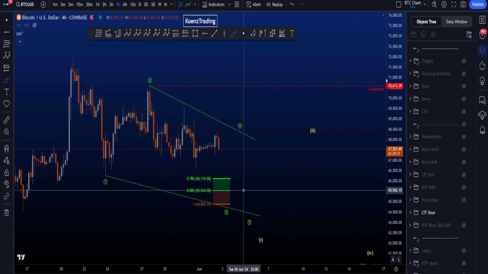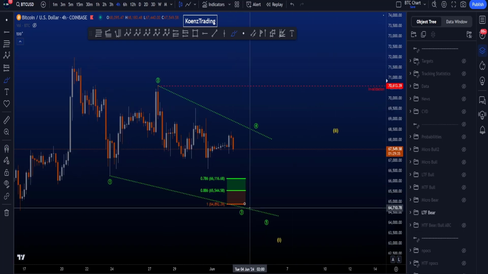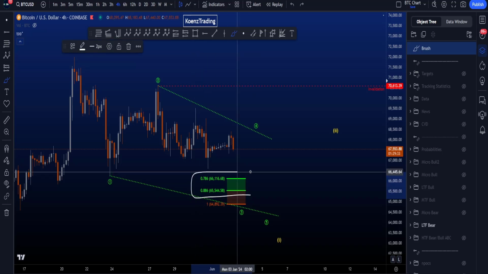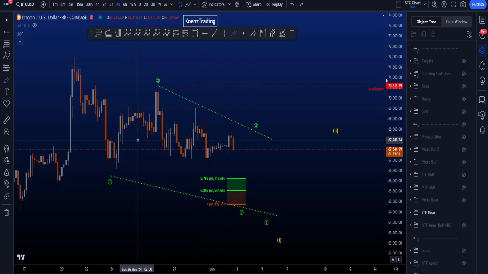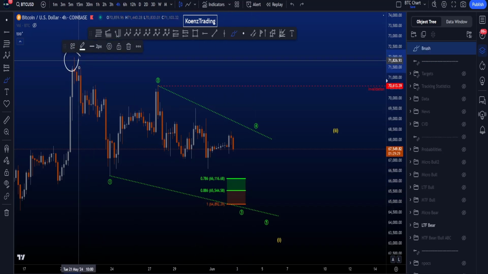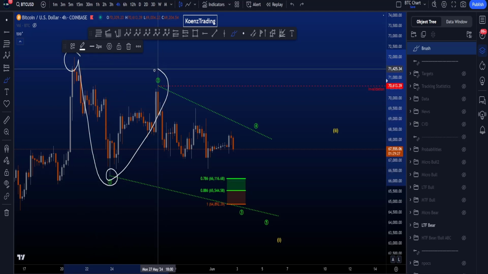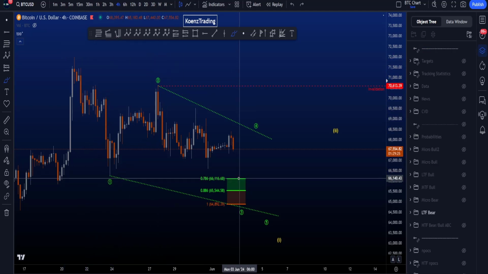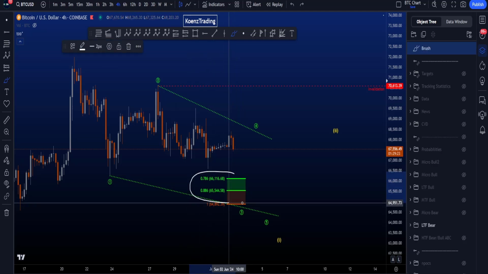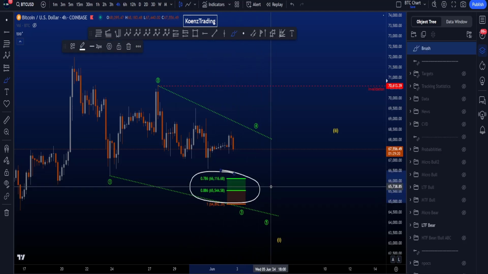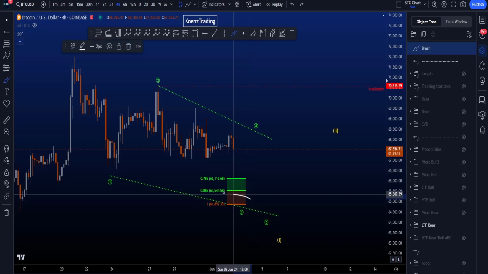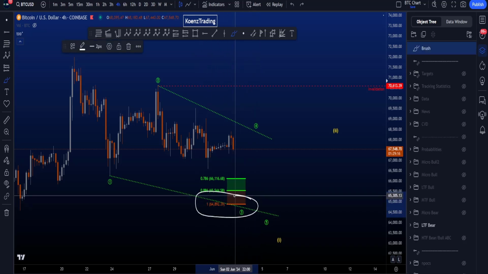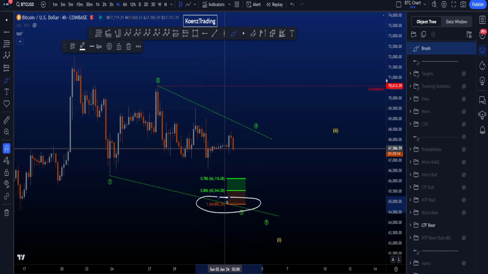In this scenario, the most common target area for your wave 3 is the 0.786 to the 0.886 trend-based fib extension, taken from the start to the end of 1 to the end of wave 2, giving you a target area between 66.1k and 65.5k. Preferably in this scenario, price is not touching the 1-to-1 at 64.9k.